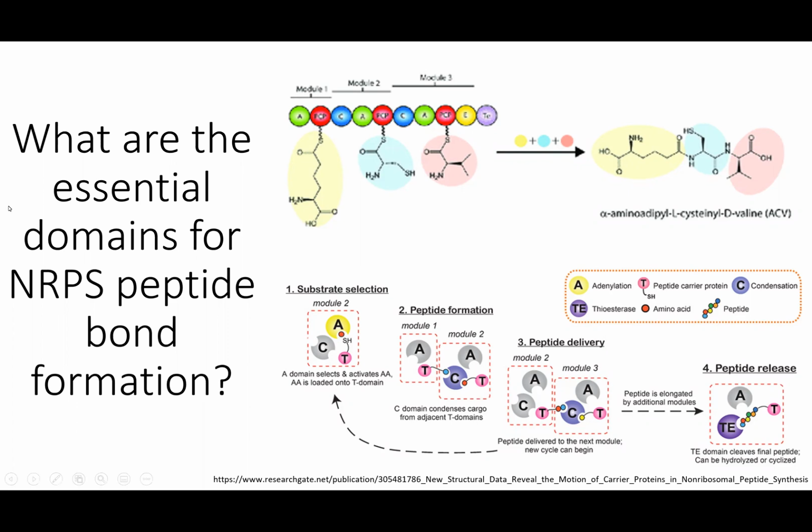So just to go through what every module has to have, the essential domains, you need to have an A domain. It's going to be an adenylation domain. It's necessary for substrate selection. It's going to activate your amino acid or your substrate, and it's the one that chooses the substrate that's going to eventually participate in peptide bond formation.